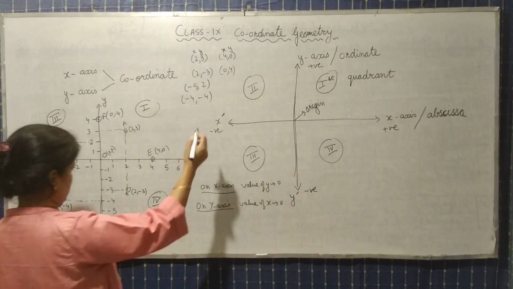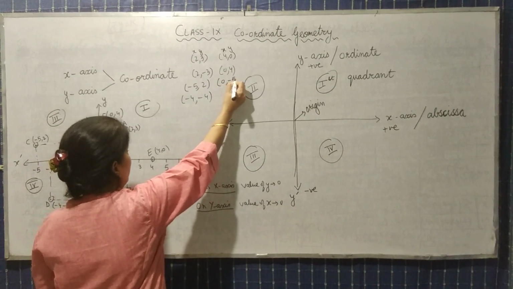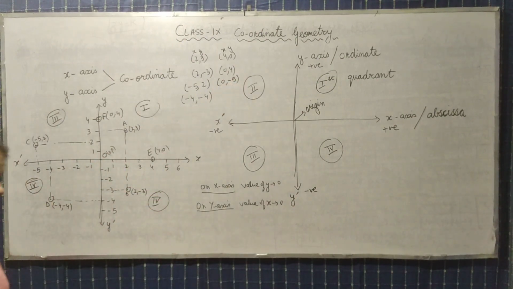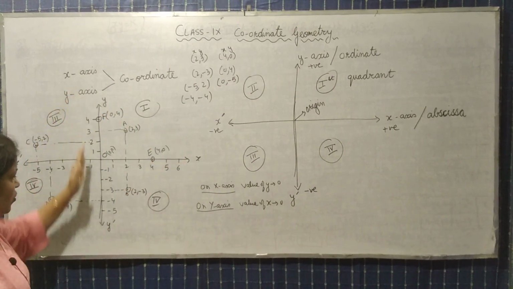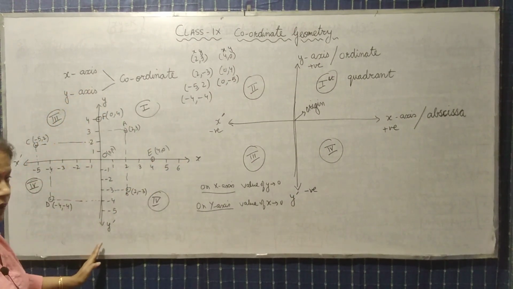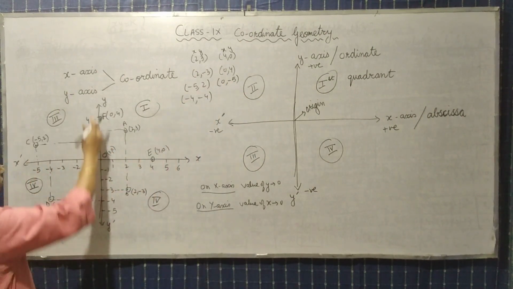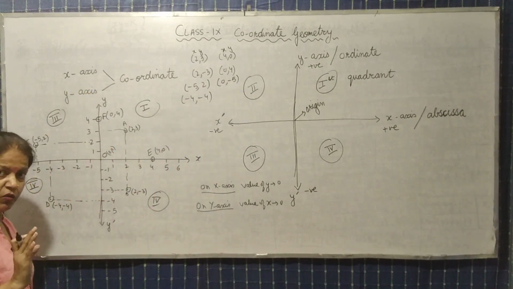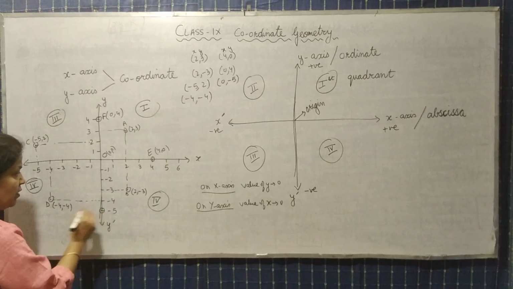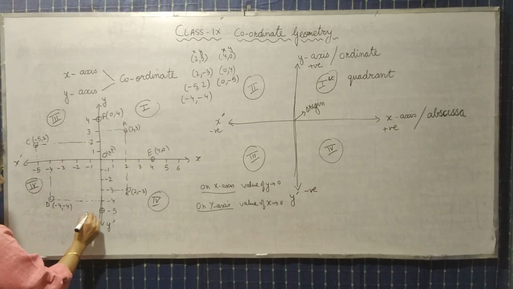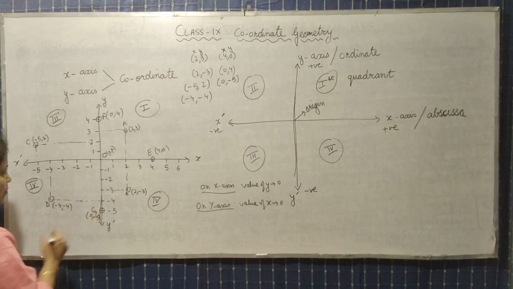Take one more. Suppose that the value is 0, -5. How will you plot it? The first value is of x. So x value is 0. So it will lie on y axis. 0 and -5. So on y axis x value is 0 and y is -5. तो ये value encircle it and this is 0, -5.